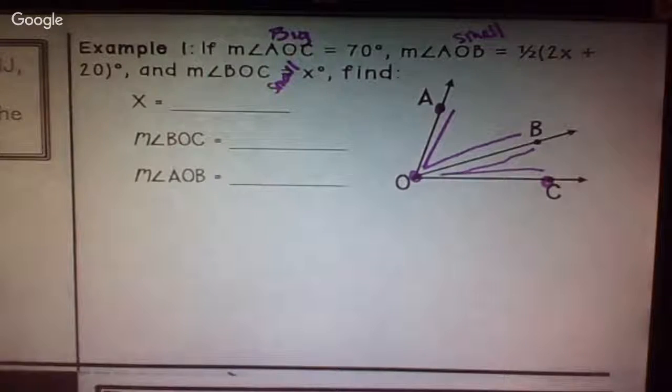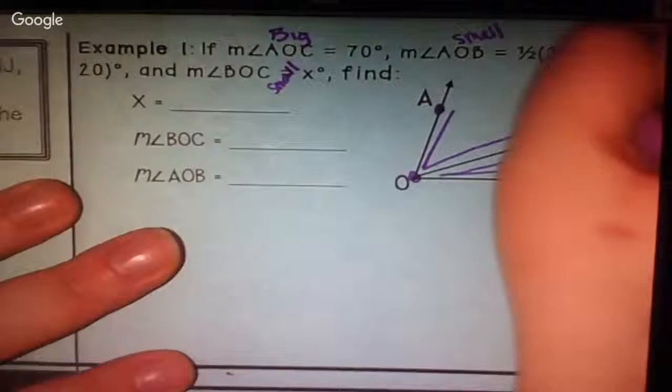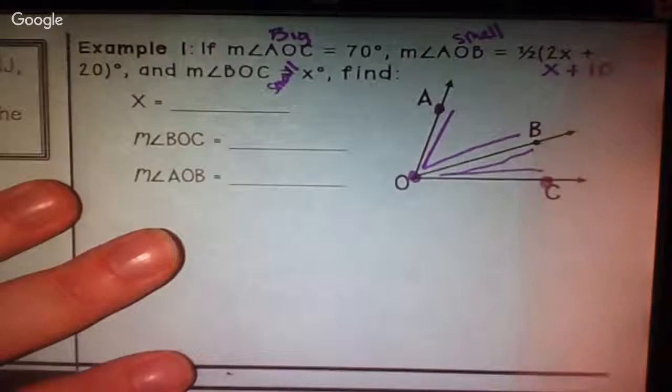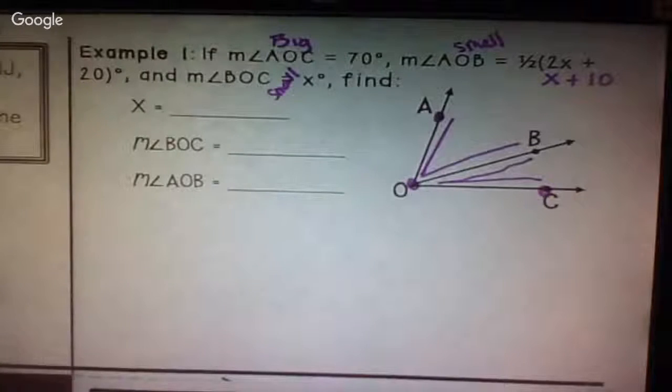Before we plug this in though, AOB is 1/2 of 2x plus 20. Well, what do we get when we half 2x plus 20? x plus 10. So before we plug that in, let's simplify it first so we get rid of that fraction. Half of 2x is x and half of 20 is 10.